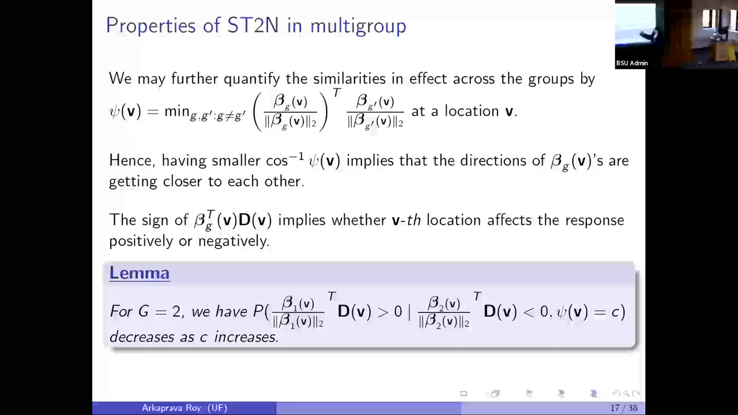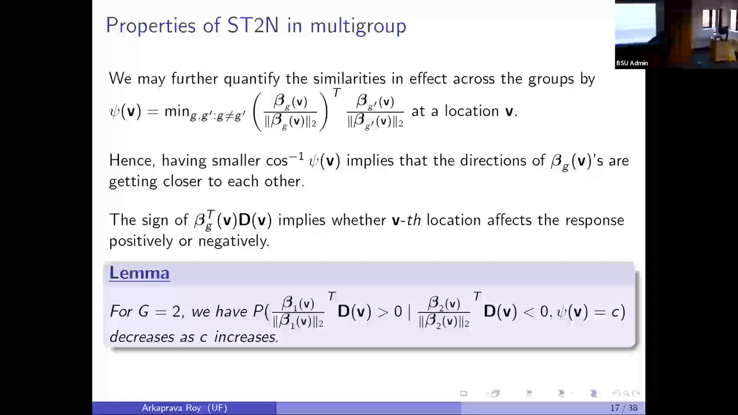Now I compute this inner product for each pair of g and g prime and take the minimum, because the minimum tells us the maximum possible separation among these groups. If there are three vectors, g1, g2, g3, and we compute for each pair, g1 g2, g2 g3, and g1 g3, the pair with the minimum inner product has the largest separation in their effect. So this component summarizes the whole set of groups together.